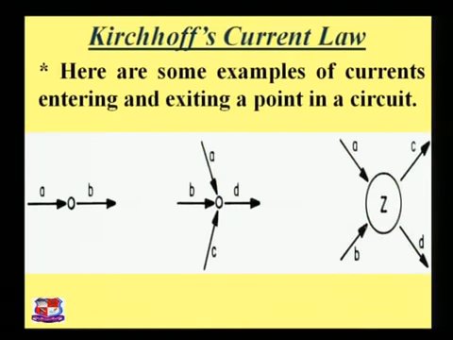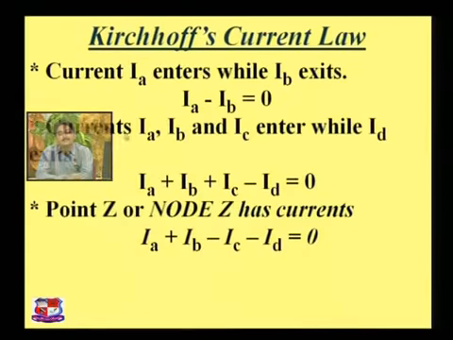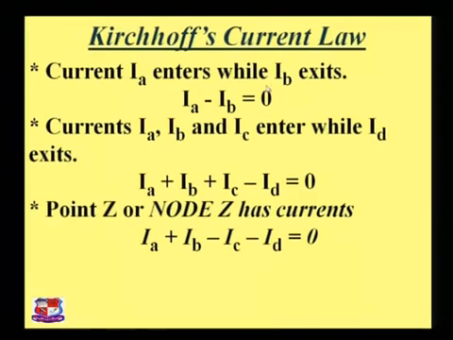See, there is an example, figure A, figure B and figure C. Here this is a node where we can see that current IA enters and current IB is flowing out of that node. Taking figure B, current IA enters, current IB enters, current IC also enters, but current ID is flowing out of that node. So ultimately, if we want to define this with the equation, we can see that current IA enters while current IB exits.